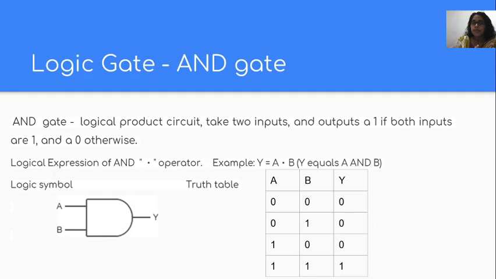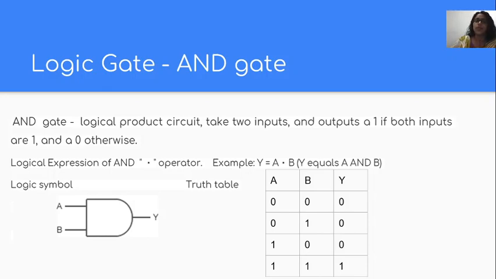From this slide onwards, we are going to see each gate, its logical expression, operation, Boolean equation, truth table and symbol. This is very important. You have to learn thoroughly.